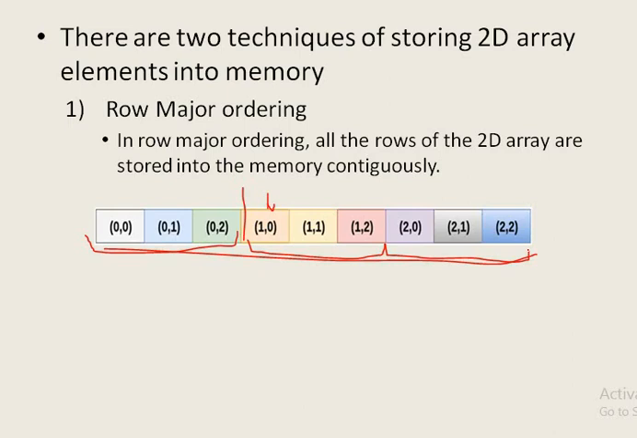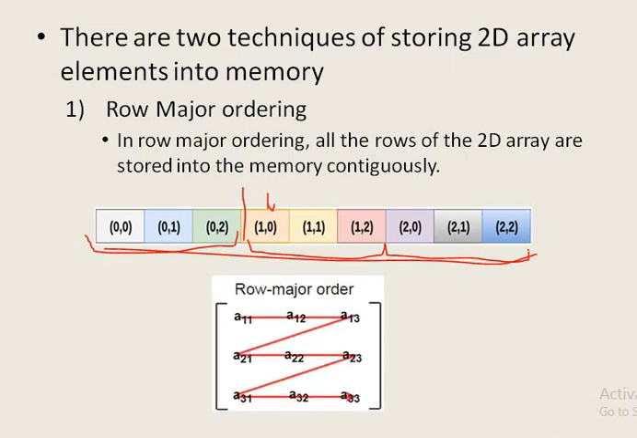That is, all the rows in a two-dimensional array are stored into memory contiguously. The first row will be stored initially, then comes the second row, and then comes the third row. So this is the order of representing elements. First of all, the elements in the first row will be stored in contiguous memory locations. Then the second row elements will be stored in the contiguous locations following the first row elements, and then comes the third row elements. So this is how row major ordering takes place.